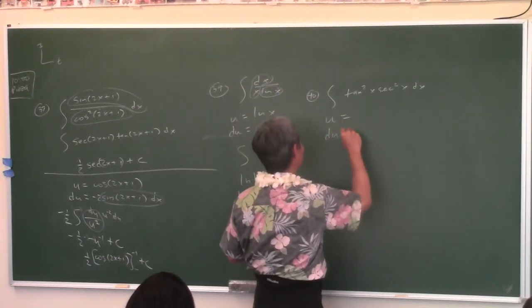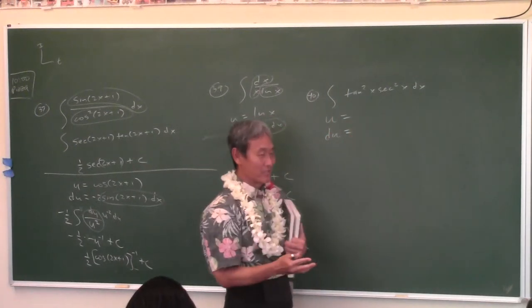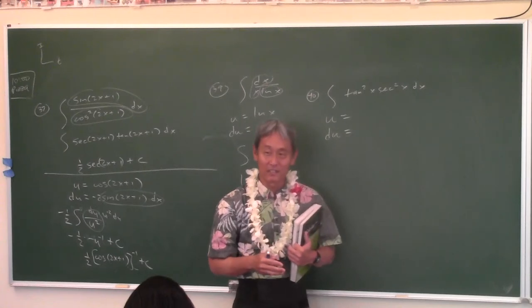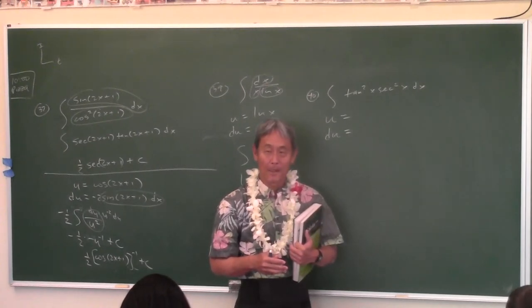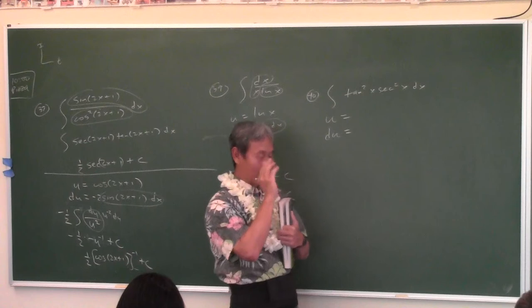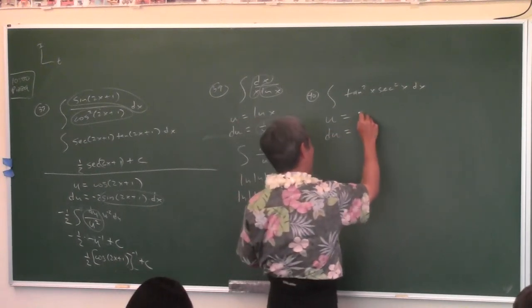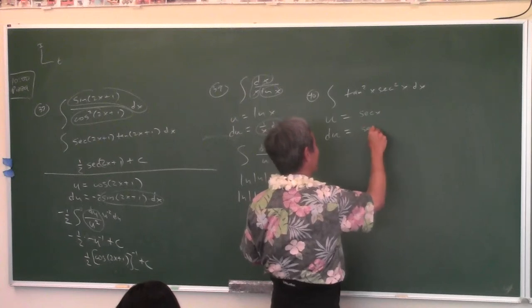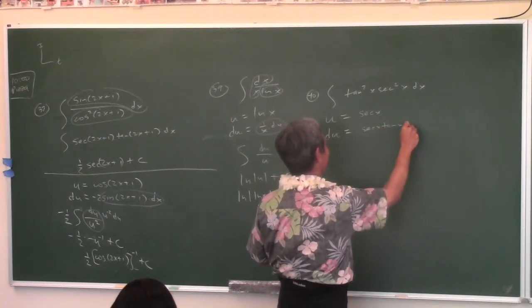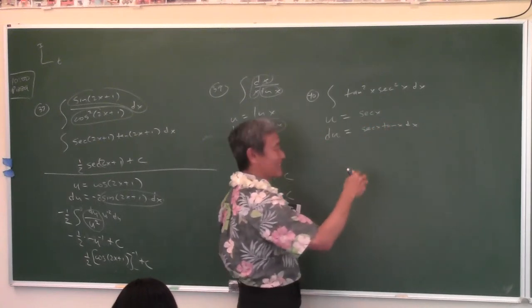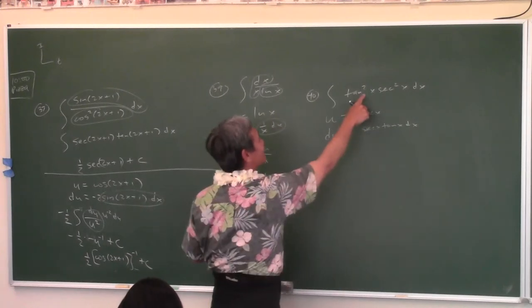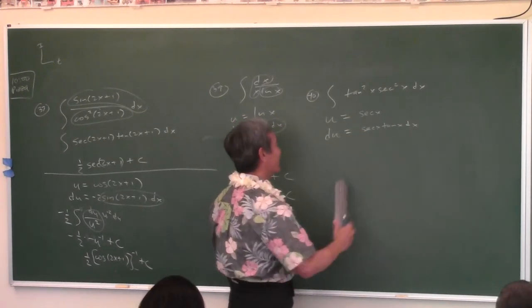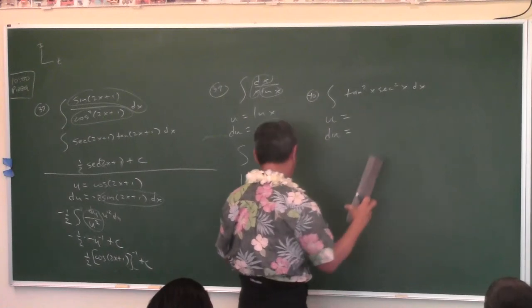What should I let u equal to? You got two choices, tangent or secant. Secant. Tangent. Okay, let's think about it. Let's do the wrong one first. If I let u equal secant, the derivative is going to be secant x tangent x, right? Do I see tangent x, secant x? That's tangent squared.